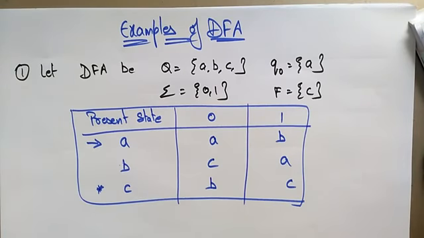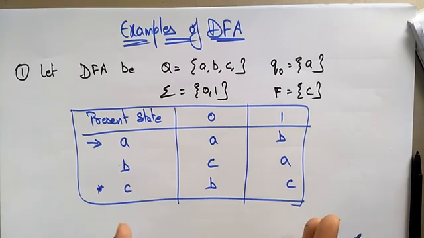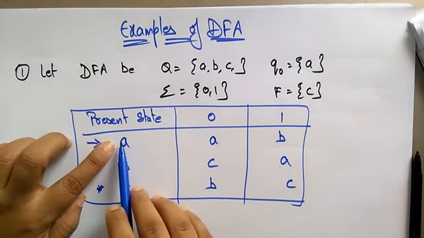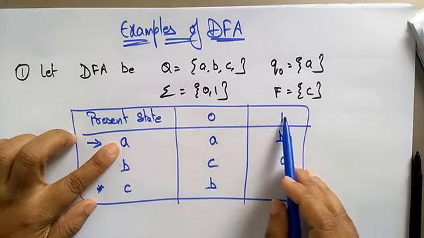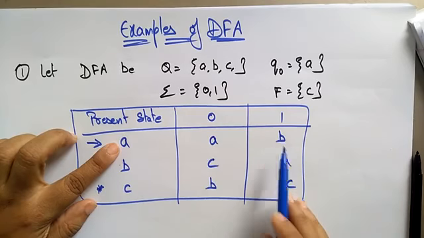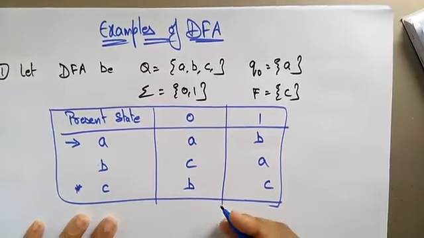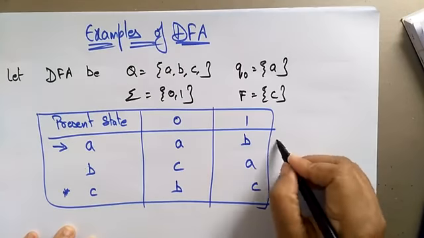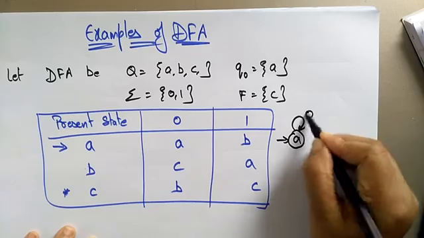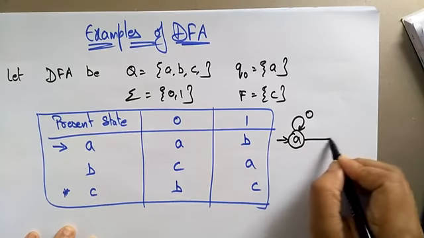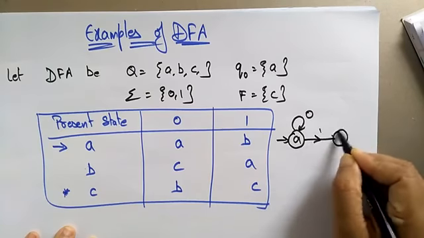Now by seeing this table, you can easily construct the DFA. Remember that in a DFA, for any particular input, only one path goes out. So A on 0 goes only to A, and on 1 goes only to B. Let me draw the diagram. The initial state is A. A on 0 goes to A only. A on 1 goes to B.